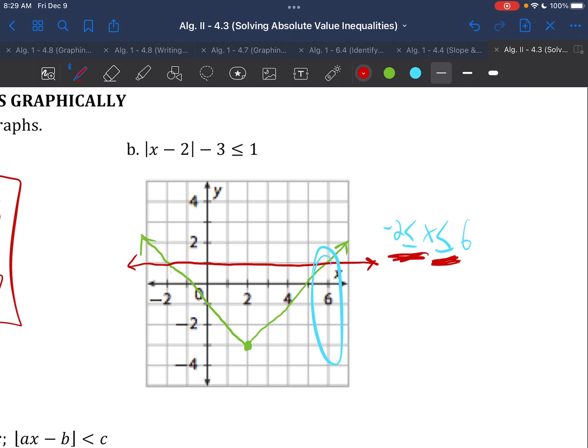So after it's equal to 6, we put the or equal to on that, and past 6 it stops being that way. So as we look at this, if you were to plug in anything between negative 2 and 6, including those two numbers, into our absolute value, and then simplify, you would get a number that is less than or equal to 1. So that would be our answer.